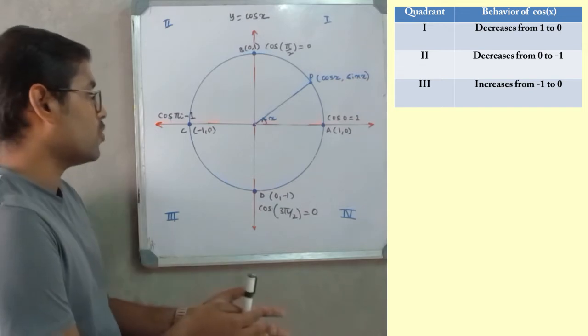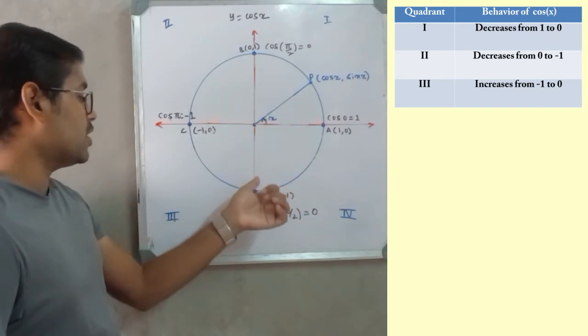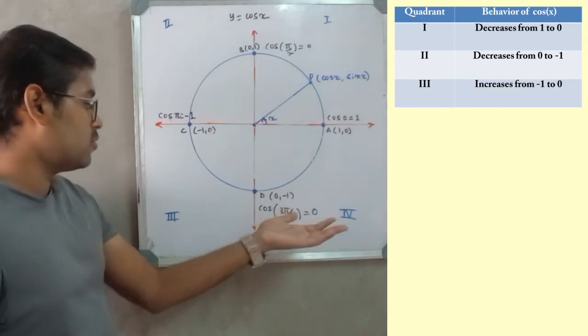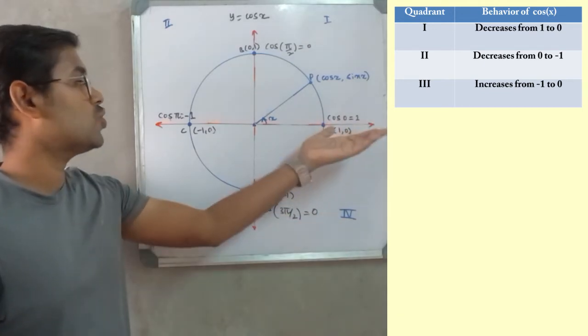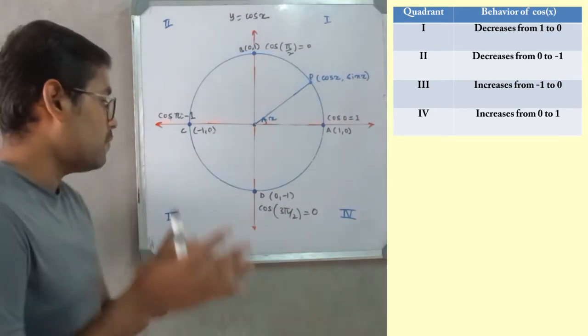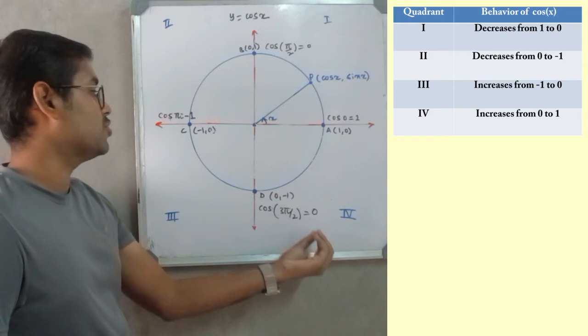And finally, in the fourth quadrant, the value of x varies between 3 pi by 2 and 2 pi. Here the value of cos 3 pi by 2 is 0 and cos 2 pi is again 1. So in the fourth quadrant, the value of cos x again increases from 0 to 1.